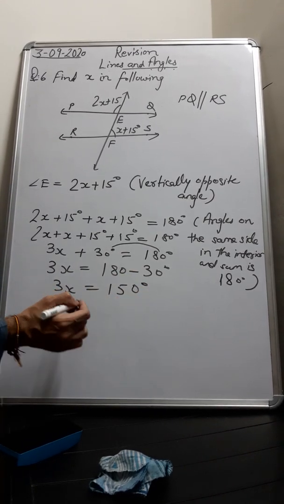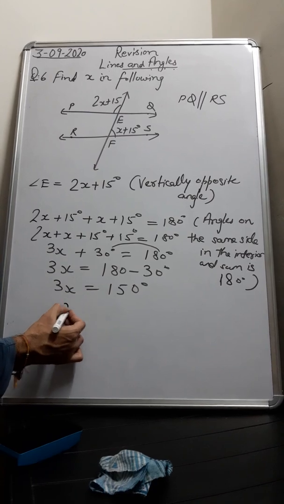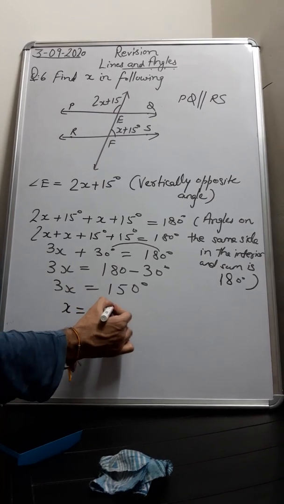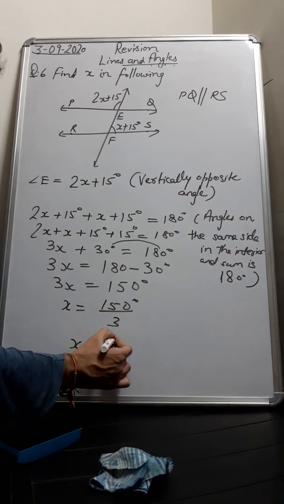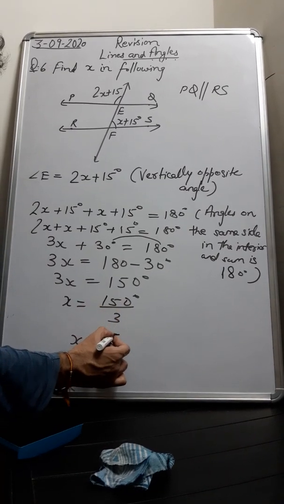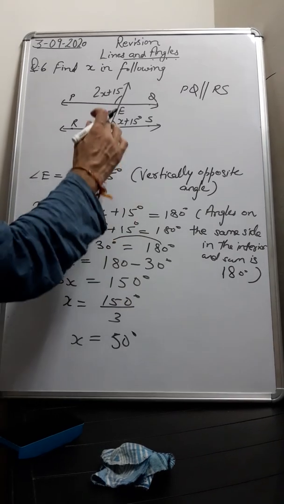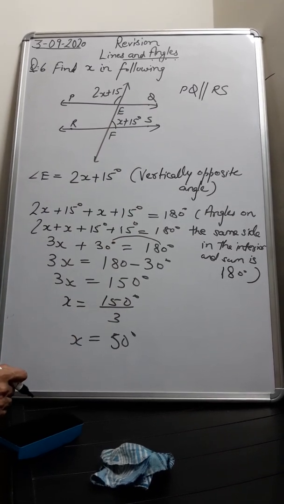Now 3x means 3 multiplied by x. So to find out the value of x, 3 will go in the division of 150 degree, and when you divide this by 3 you will get 50 degree. So in this way we can find out the value of x here.